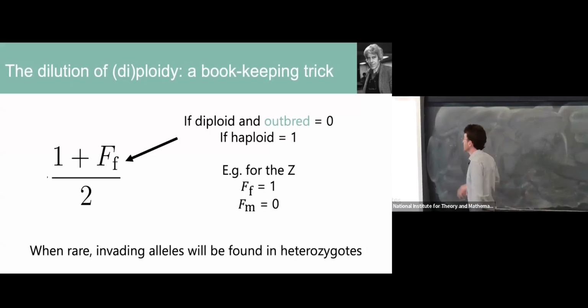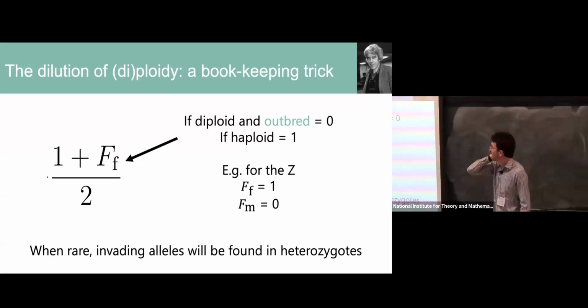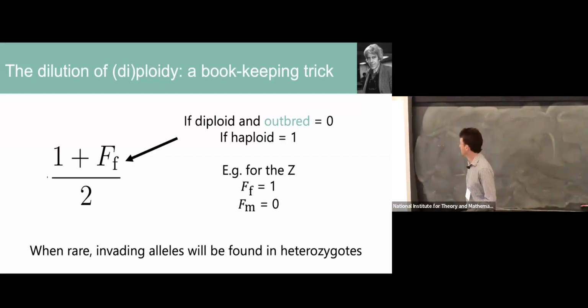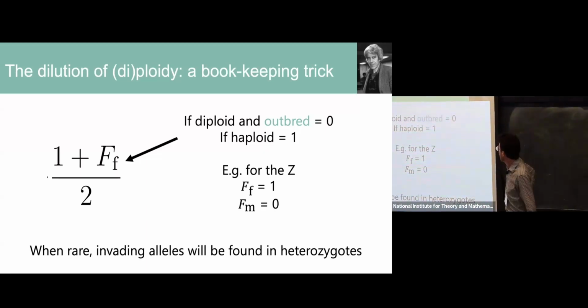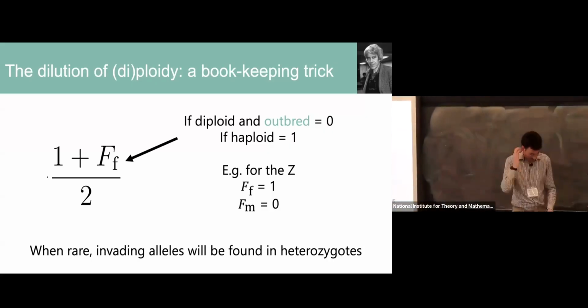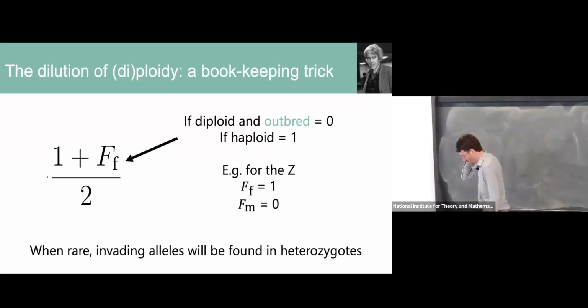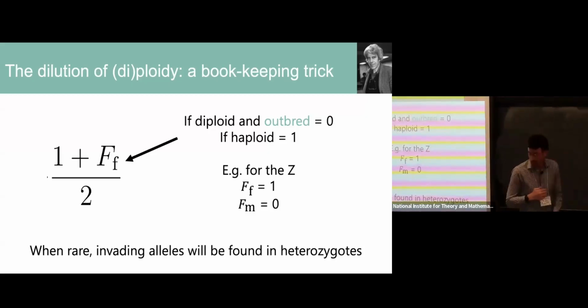Next, there's this dilution of diploidy, is what I call it. This is how I think of it, at least. And this is purely a bookkeeping trick, and it's quite hacky, but it's effective, I think. So here it's this fraction, right? And what Hamilton was interested in was how reproductive value and things like this in regards to the sex ratio work when you have a haploid sex and a diploid sex.